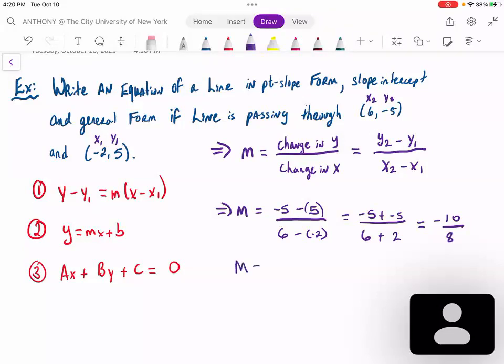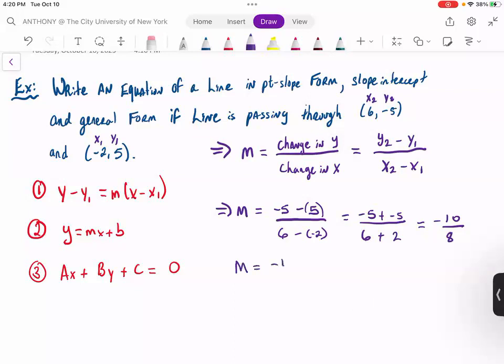You can say that m is equal to -10 over 8, but you can simplify this just for computation purposes. What's the number that goes into -10 and 8 evenly? 2. How many times does 2 go into -10? 5. How many times does 2 go into 8? 4. So you can reduce this to -5 over 4.